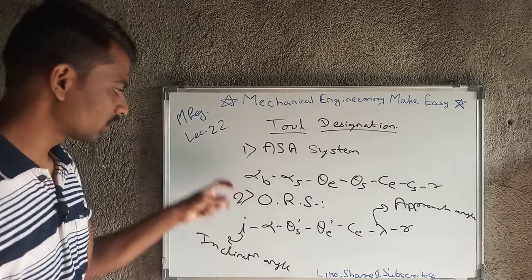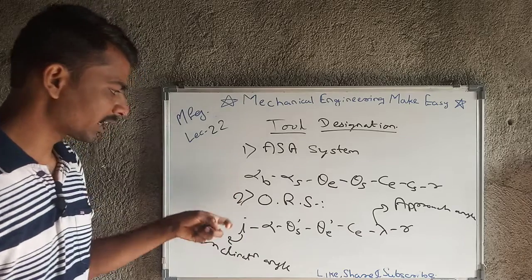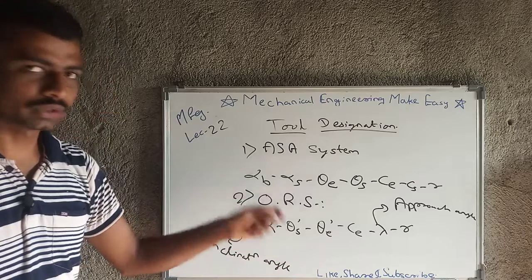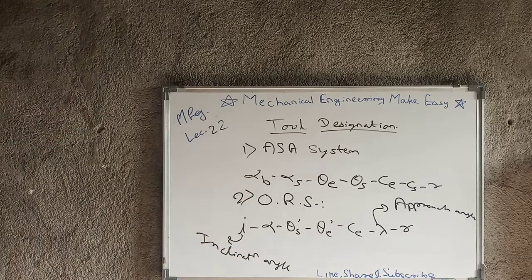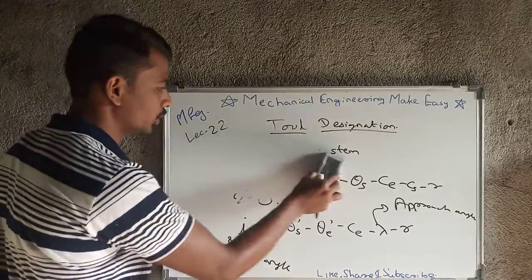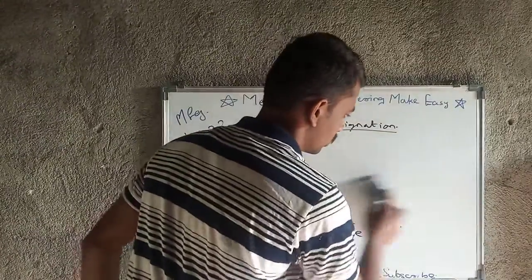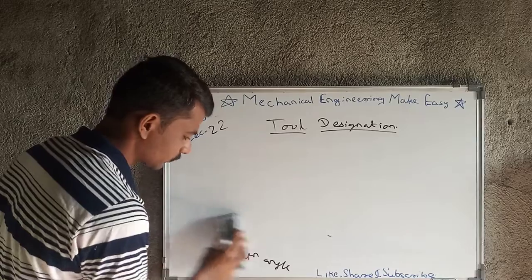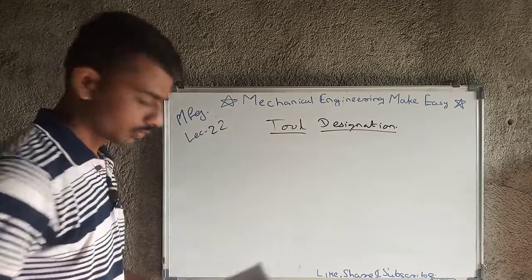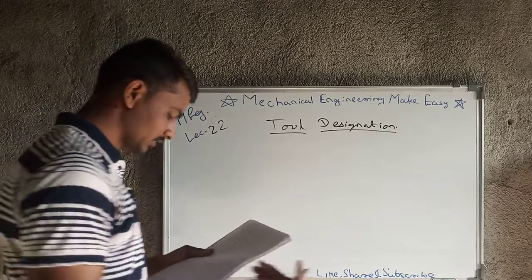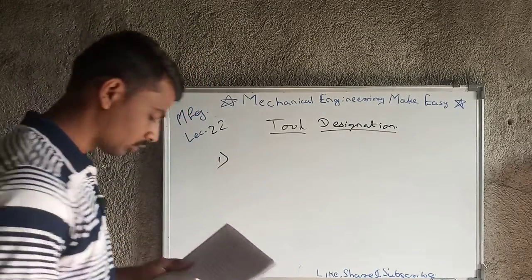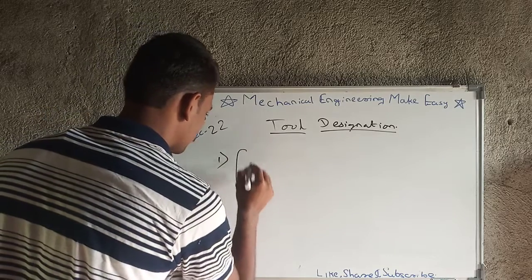So we have the conversion between this ASA system and ORS system. We will look at that, but before that note down this so that I can remove it. So we will move towards the conversion from ASA to ORS. What exactly is that? That has two formulas, and both formulas are in matrix form.